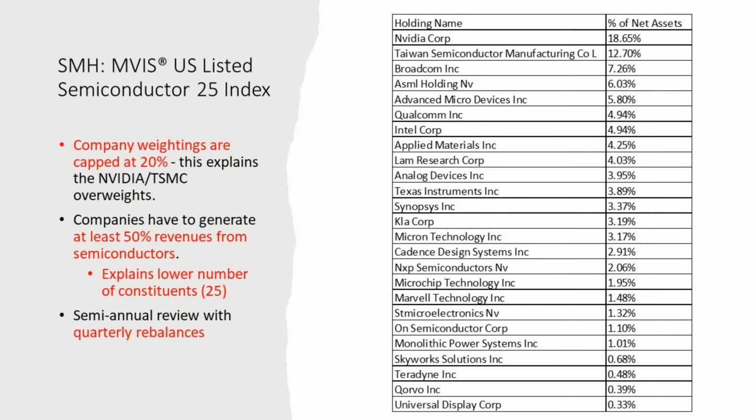Companies that are found within this ETF have to generate at least 50% of their revenues from semiconductors. And we can understand why it's such a concentrated list. The lower number of constituents is because not so many companies do that. There's a lot of names in the semiconductor industry, but for those that actually generate more than 50% of their revenues from semiconductors, the number starts becoming smaller. They have, as is typical, semi-annual review with quarterly rebalances.